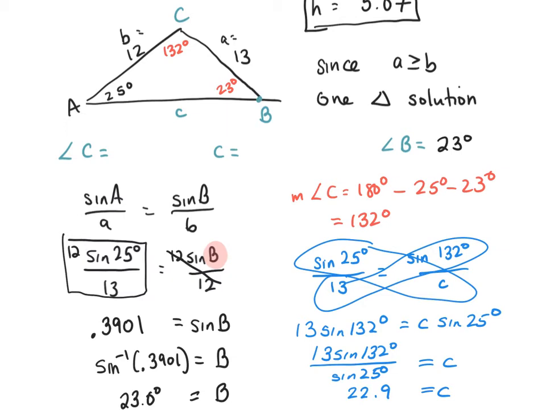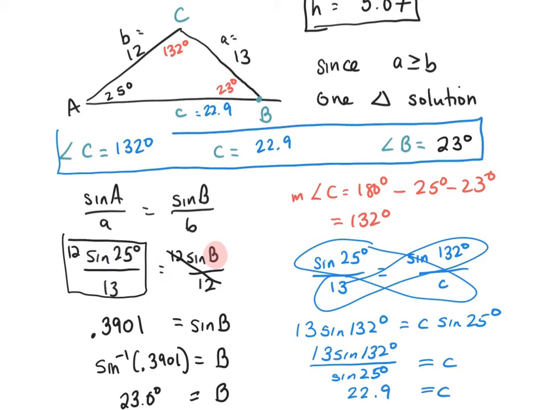And again, I would encourage you to make sure you can plug this into your calculator and get the same numbers I am. So this is 22.9, this is 22.9, and this angle was 132. So now I have all three missing parts of this triangle that I didn't have at the beginning. Now, this was honestly one of the easier scenarios because there's only one solution. There are times where you'll have to do this twice for a problem.